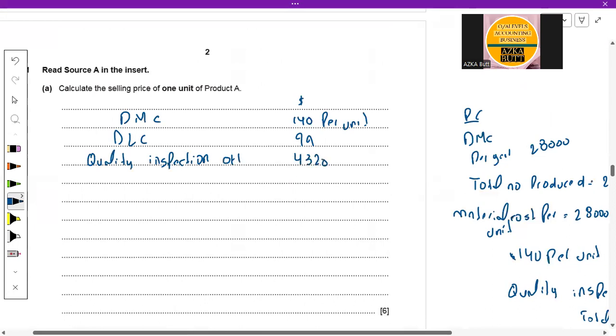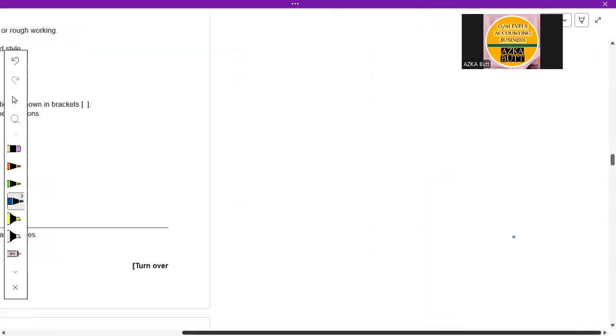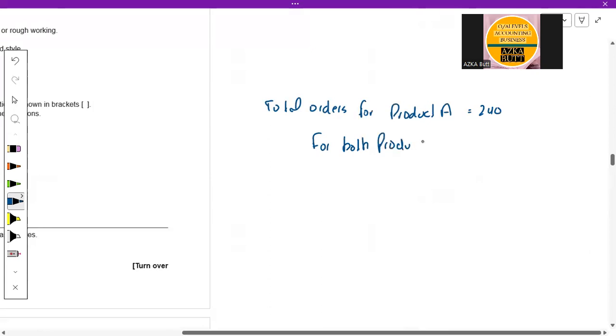Okay. And now let's talk about order processing. So total orders for product A was 240, and total orders for both products was 240 plus 120, which is equal to 360 orders. Also, the overhead for order processing is equal to $18,000.